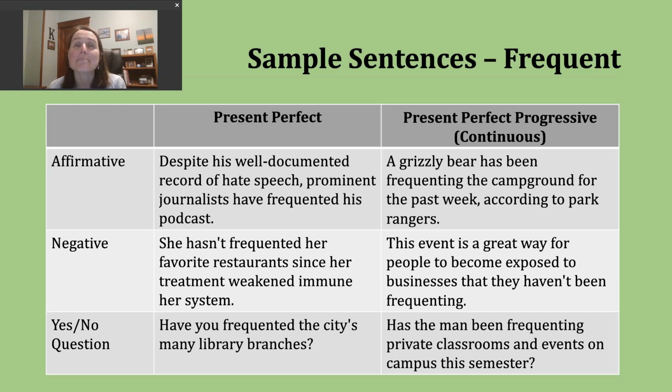Finally, let's look at making a yes or no question in the present perfect progressive. Our pattern here is to start with either have or has, whichever form matches our subject. That subject comes next, then the participle been, and then the ing form of the verb. Here's another example. Has the man been frequenting private classrooms and events on campus this semester?